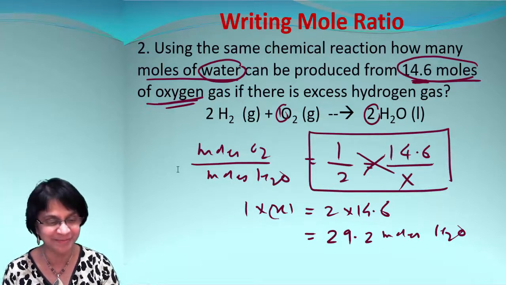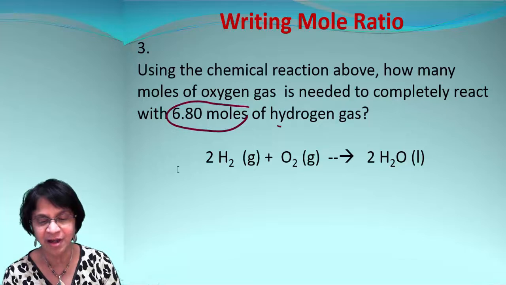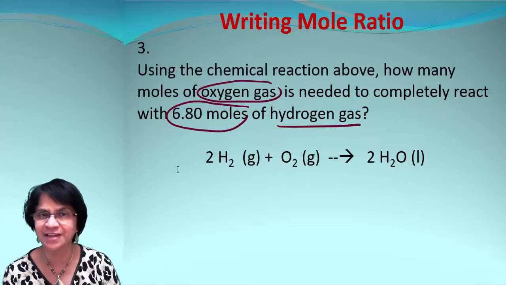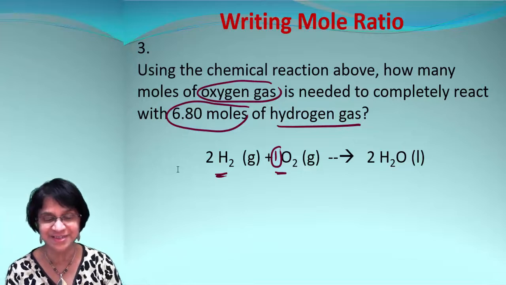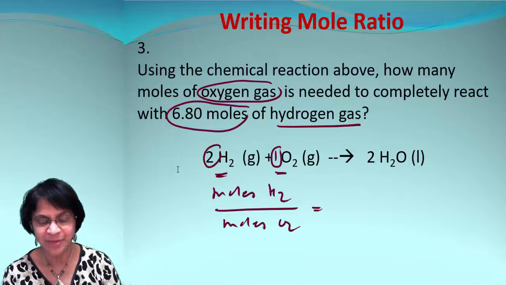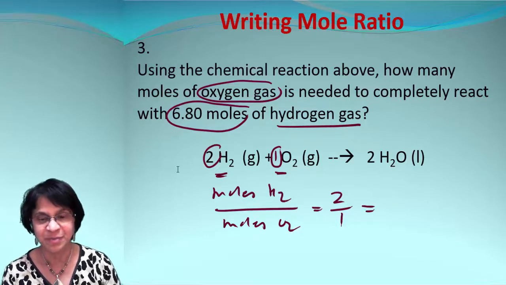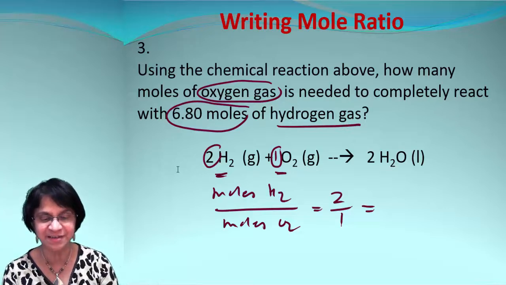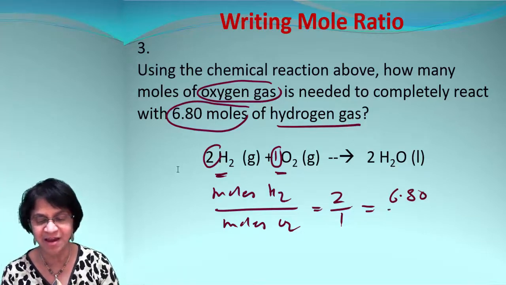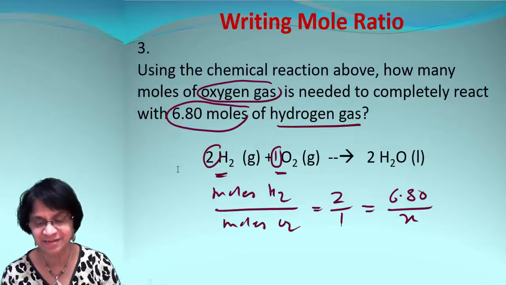Let's do one more problem. So over here, we're going to do the same reaction, but now the ratio is for hydrogen gas to oxygen gas. Again, let me write down the coefficient 1 here. So I am going to use these two substances. Let's write down the ratio, moles of H2 to moles of O2. What's the ratio? The coefficient for H2 is 2 and for O2, oxygen, the coefficient is 1. Let's put that equal to, how many moles do I have of hydrogen gas here? 6.80. And I need to find out how many moles of O2 there are. So let's put that as X.